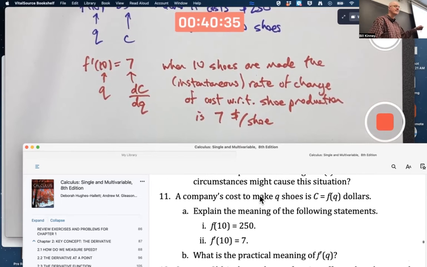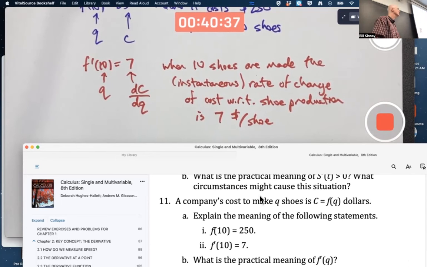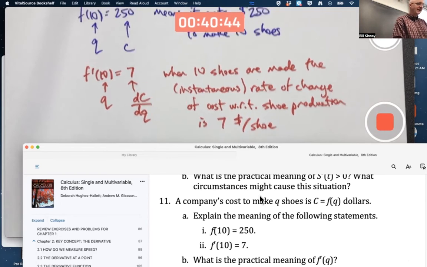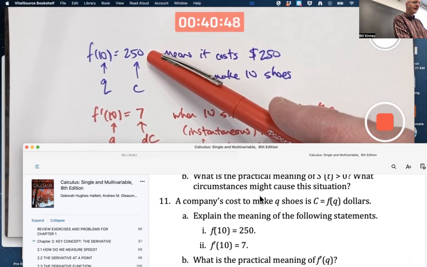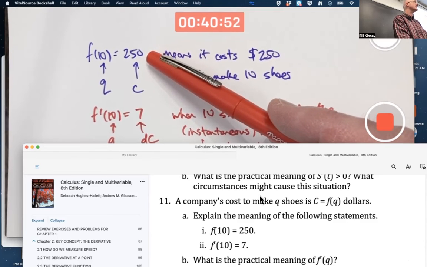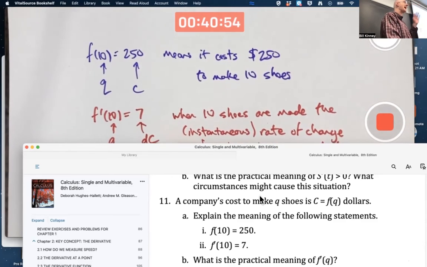Question? So would that mean for a regular function that F of 11 would be 257? You're thinking good thoughts there. Yes. It was said that this means when you make 11 shoes, your cost should be 257, 250 plus 7. That is a good idea. That is almost right.